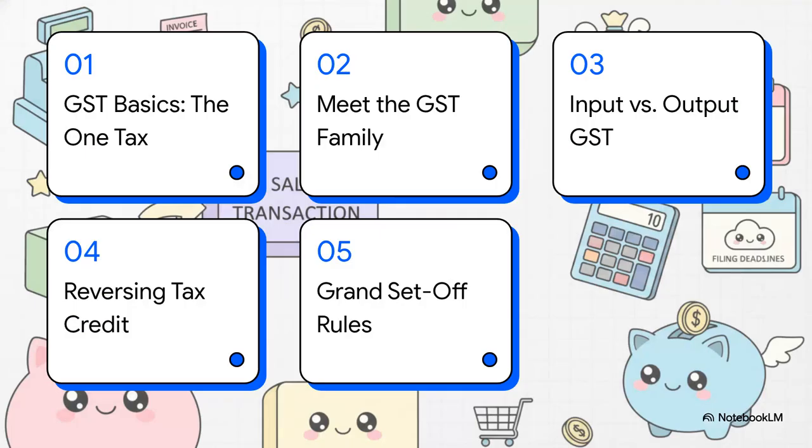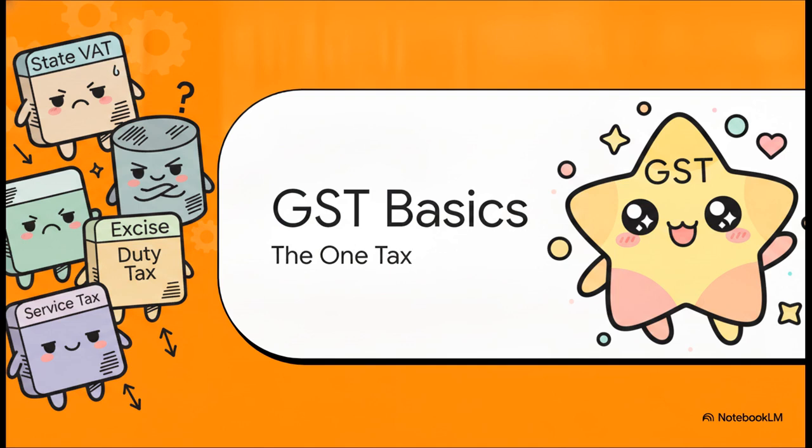Here is the roadmap for today's Vishleshan. We'll start with the basic one tax, meet the GST family members, and break down input versus output GST. After that, we'll hit a little plot twist with reversing tax credits before wrapping it all up with the grand set of rules. All right, jumping into part 1, GST basics, the one tax.